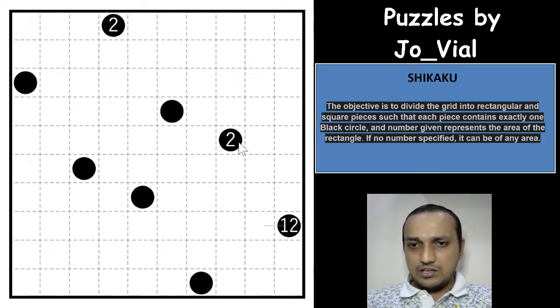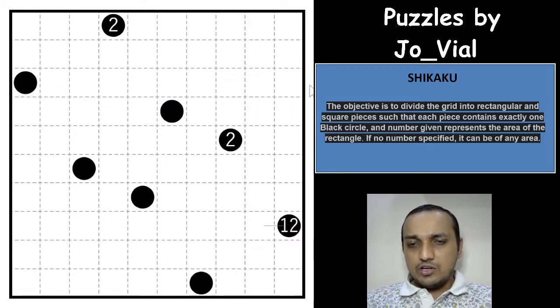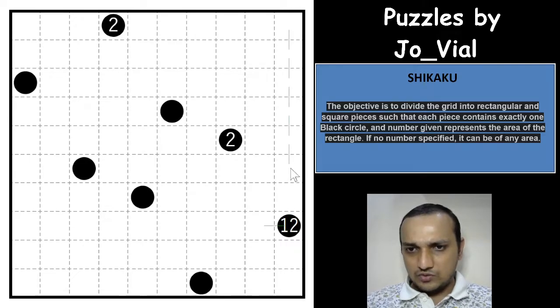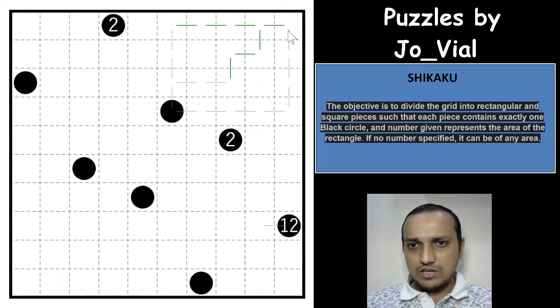It cannot be taken by this 2, this 2, or this black circle, because you will have to form one whole rectangle, but you would already have 2 circles in it. It cannot be taken by this 12 as well, because 1 into 12 is not possible, and if it is 2 into 8, it would be 16. So it can only be taken by this circle. So that's nice.